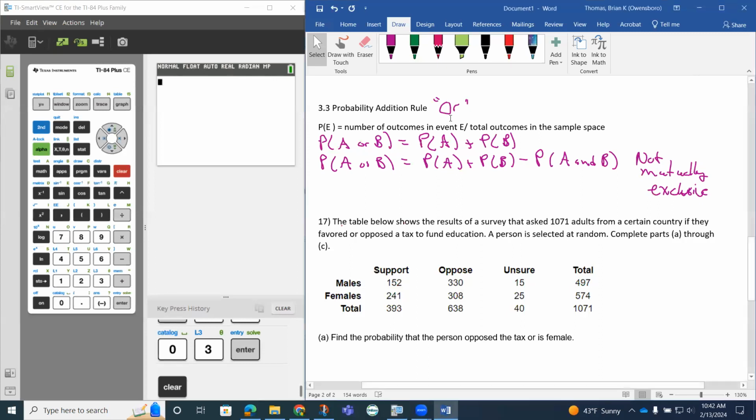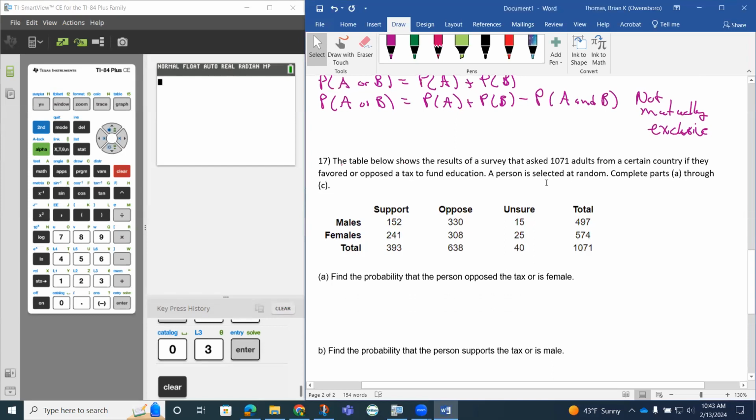Now, with the addition rule, we also are looking for the word "or." If we have the probability of A or B, one way to do it is the probability of A plus the probability of B if they have nothing in common. This is what we mean by mutually exclusive. Otherwise, the probability of A or B is the probability of A plus the probability of B, but you subtract the overlap, what they have in common, the intersection. So it has to be removed. This is what we refer to as not mutually exclusive, so they have an overlap.